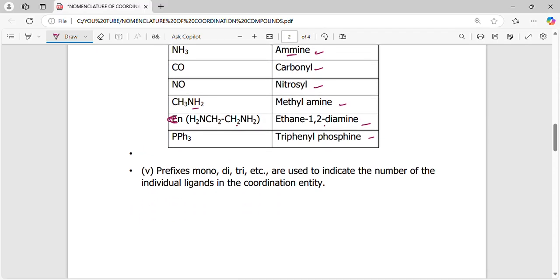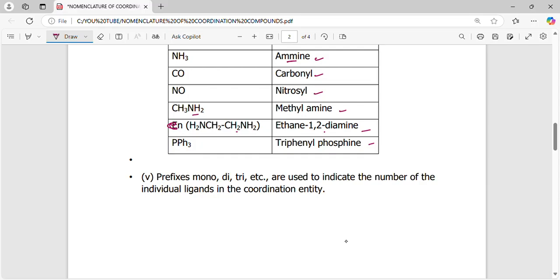Now the fifth one is the prefix. Prefix to be used. Again I am going to the same example, K4 Fe(CN)6. Here when you identify the ligand name, as I told you now, it is cyano. Cyano is a ligand name. But there are 6 ligands, so you need to use a prefix, hexacyano. Mono we don't normally use, but di, tri, tetra, penta, hexa, etc. can be used according to the number of ligands.